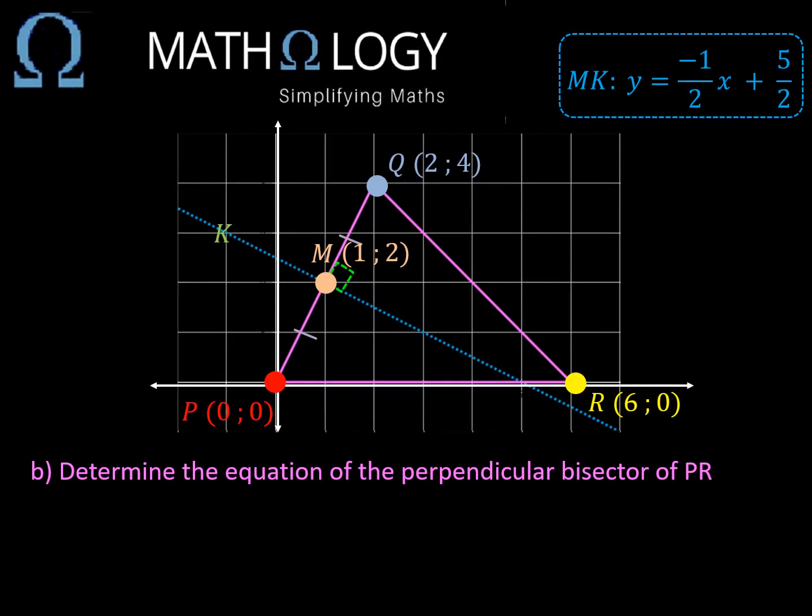To determine the equation of the perpendicular bisector of PR, we proceed in a very similar manner. Since PR is a horizontal line, determining the midpoint of PR is simply a matter of subtracting the x-coordinates of R and P and halving the result. Thus, the midpoint of PR is the point T(3, 0). The perpendicular bisector of PR is therefore a vertical line that passes through point T. The equation of TH is thus x equals 3.